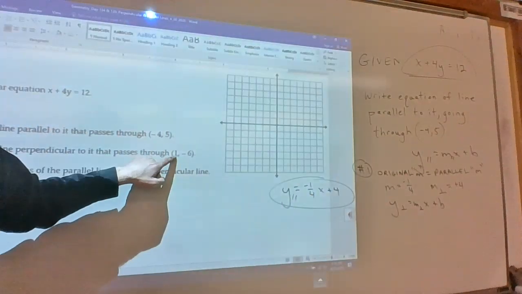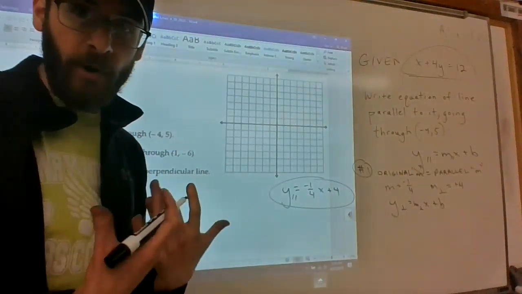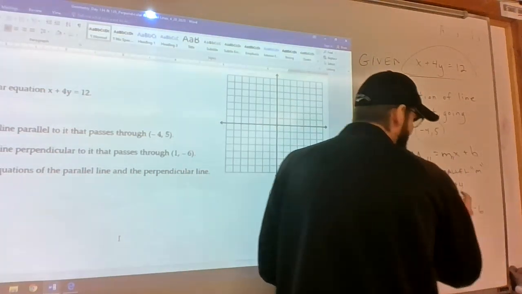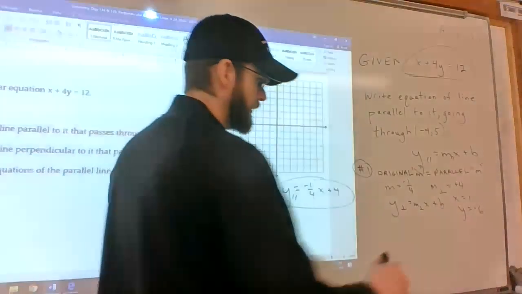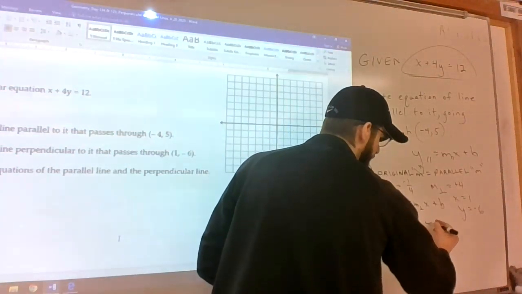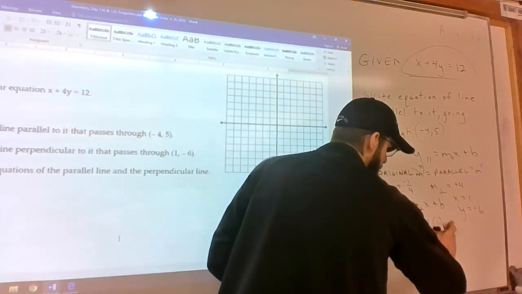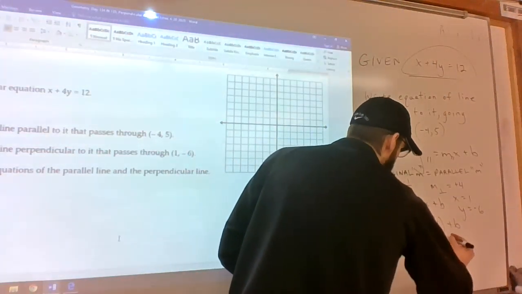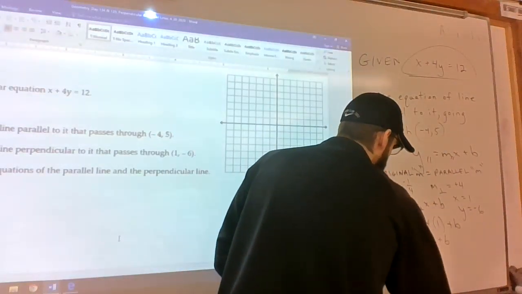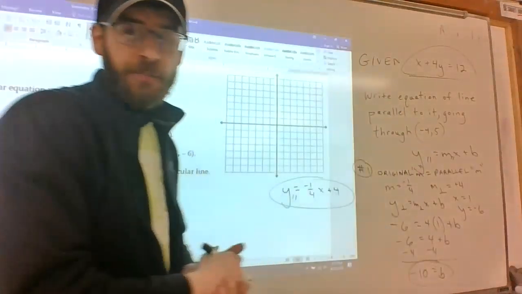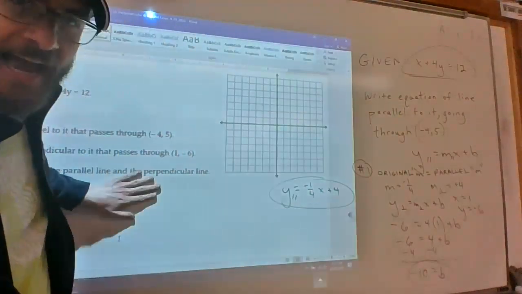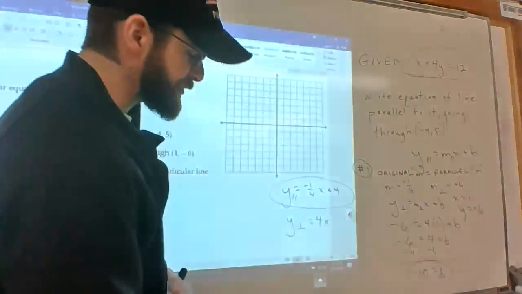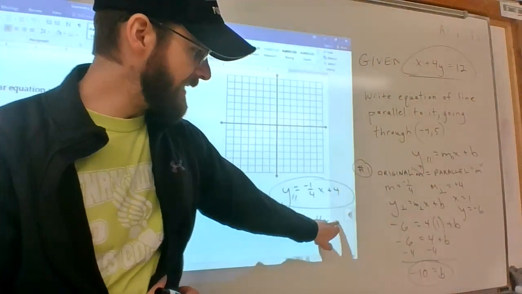We've got our x and our y because I said 1, negative 6 is the point it traveled through. So x equals 1, y equals negative 6, m perpendicular equals 4. Plug in all the parts. Negative 6 for y, 4 for m perpendicular, 1 for x, plus b. 4 times 1 is 4. Subtract 4 from both sides. Negative 10 equals b. That gives us our second equation that was asked of us here. It's 4x, because the slope was 4, minus 10.